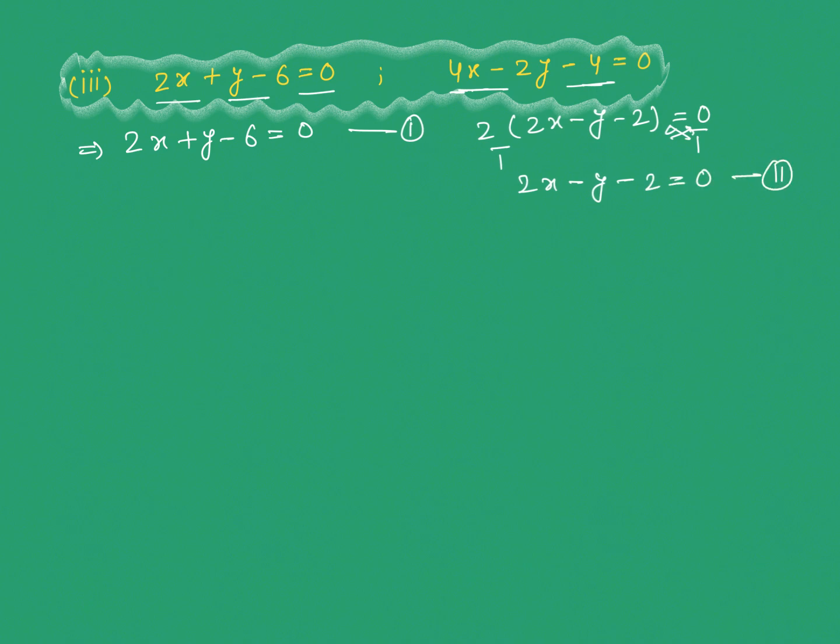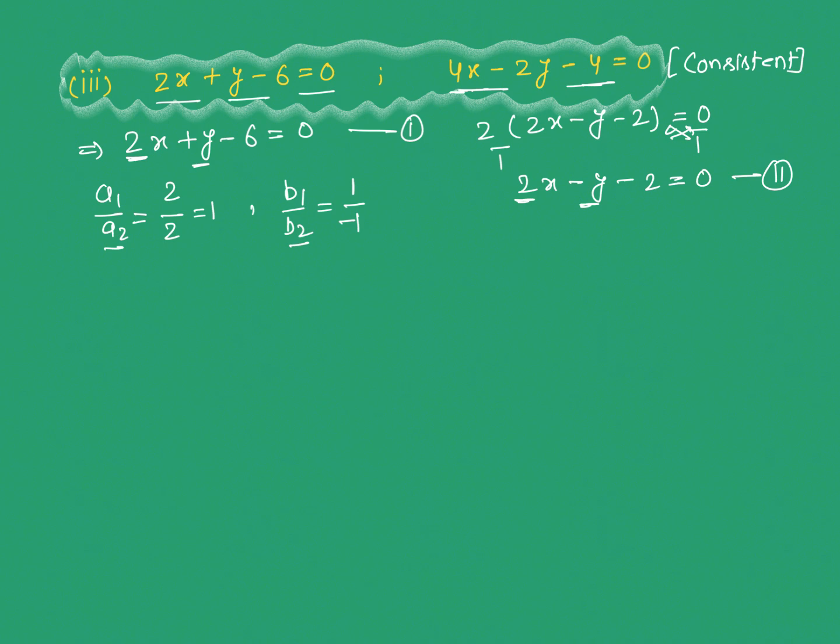So this is second. So if we see, a1 by a2 would be, a1 is 2, a2 is 2, right? So it is 1. And b1 by b2 would be, b1 is 1 and b2 is -1, right? So a1 by a2 is not equal to b1 by b2. So these two equations are consistent. Consistent means there will be one answer, right? So these two lines, when you draw them graphically, will intersect at a point.